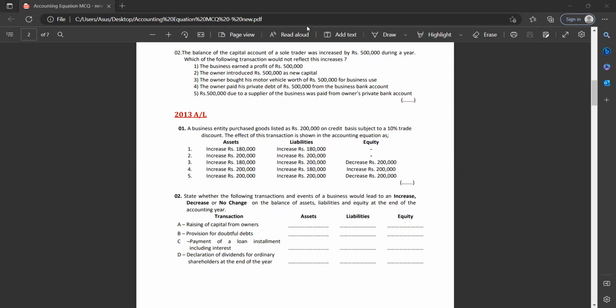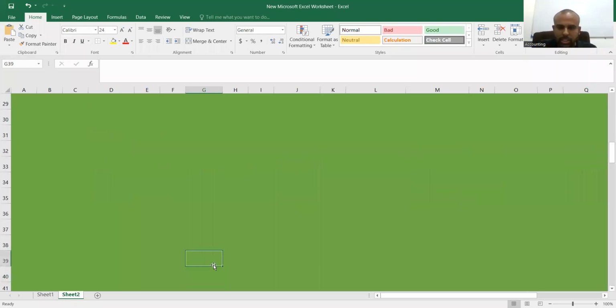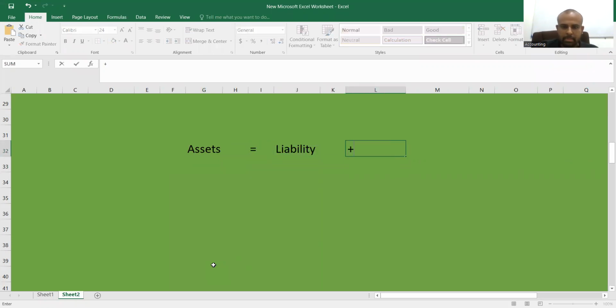Right. Okay. What is next? They're asking to state whether the following transactions and events increase, decrease, or cause no change. The accounting equation they have given: assets equal liability plus equity. Assets equal liability plus equity. Right. So what is the first one?